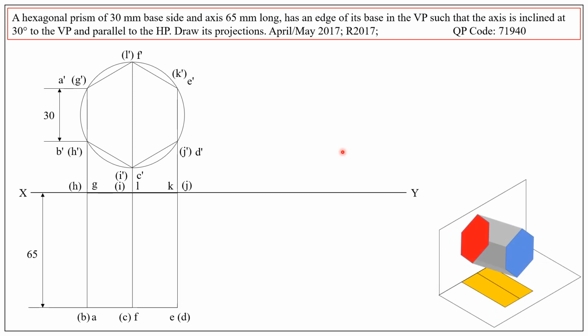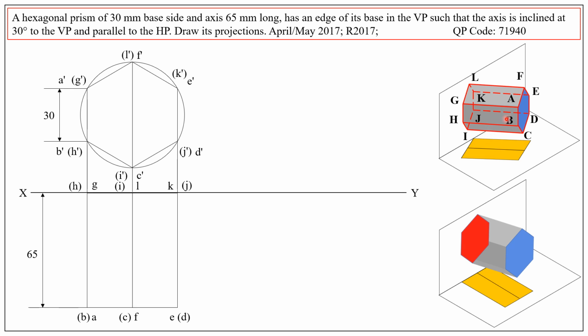So the front view and top view corresponding to the assumed position is drawn. Now the given orientation is like this. That means the axis of the solid is at 30 degrees to the vertical plane. Therefore, we need to tilt the obtained top view to 30 degrees.